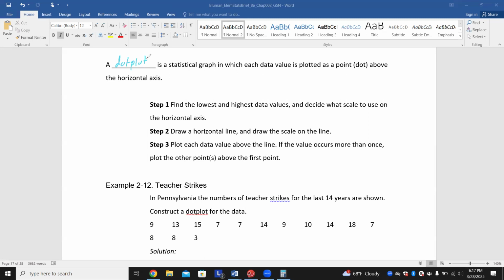We might go by ones. We just might start at 7 and go to 14 or something like that, you know? Then step 3, we're going to plot each data value above the line. If the value occurs more than once, we'll plot the others above the first point as well, kind of growing the stack of points.